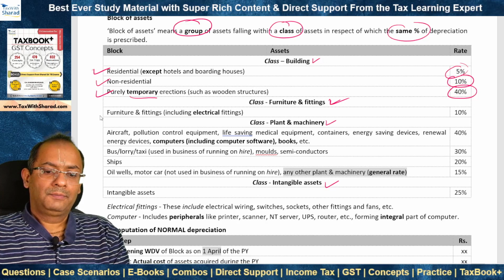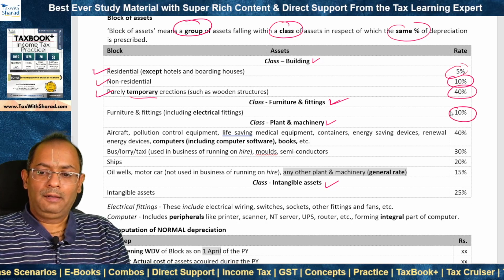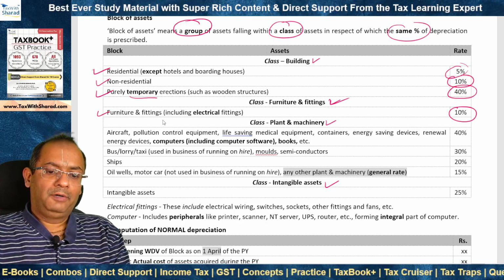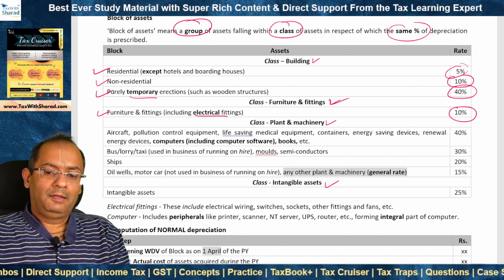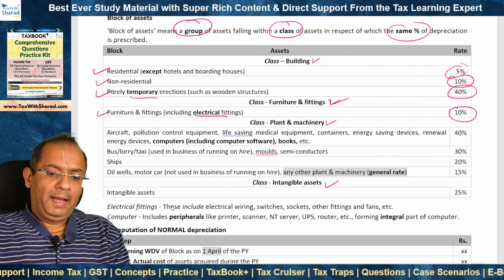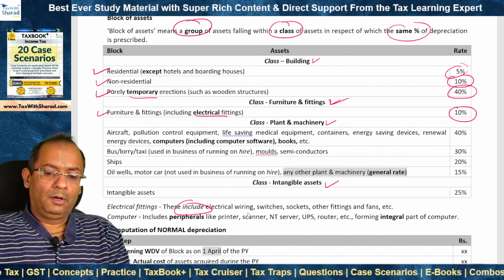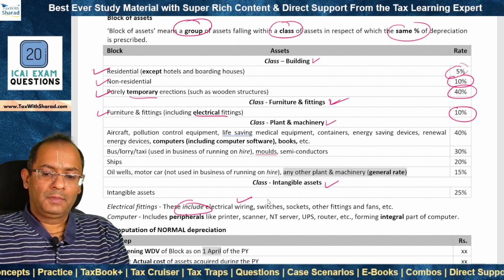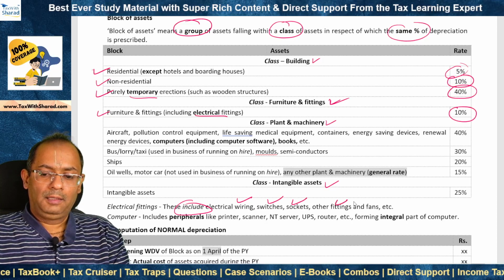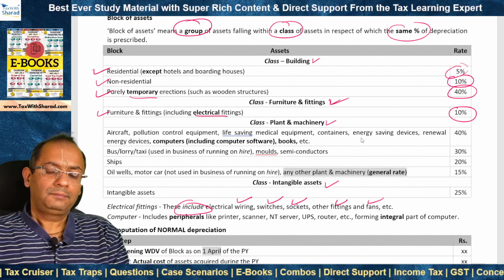Furniture and fittings, only one single rate of 10% applies. And furniture and fittings include electrical fittings as well. And electrical fittings in turn include what? They include electrical wirings, switches, sockets, and other fittings and fans, etc.